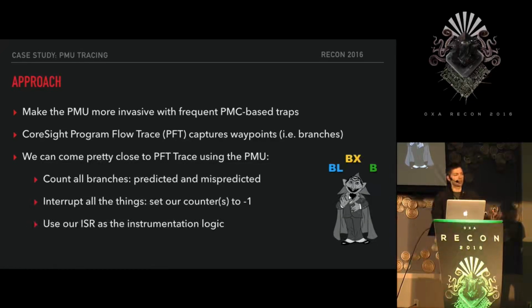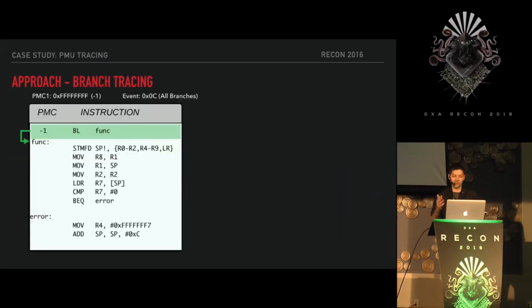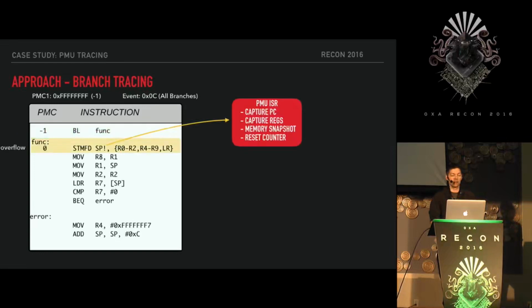We're going to set our counters to -1, and we'll use our ISR, our interrupt service routine, to do the instrumentation. To visualize, step through this: we initialize our counter to -1, and we're counting branches here. A branch is about to occur, the counter overflows, and the PMU triggers an interrupt. Our ISR can then capture the saved program counter, capture registers, capture memory, whatever you want to do. Then we reset the counter to -1.